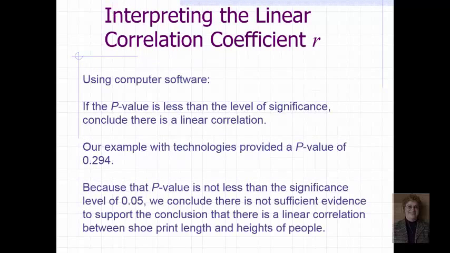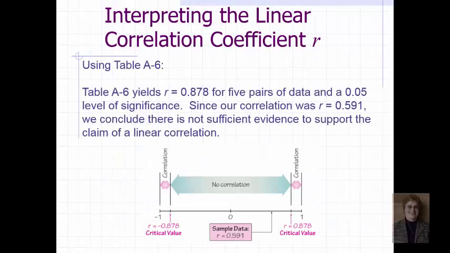Now, according to the software, our p-value is 0.294, so our p-value is not less than 0.05, so again, it's not statistically significant. Remember, our critical value method and our p-value method will never disagree with each other. Here is a picture that tells us what it is. Here is our critical value. Here is our sample value. It's not further from the mean than our critical value, so it's not statistically significant.